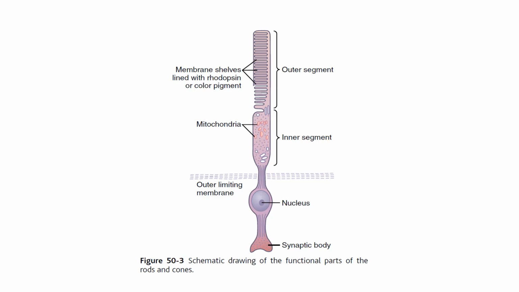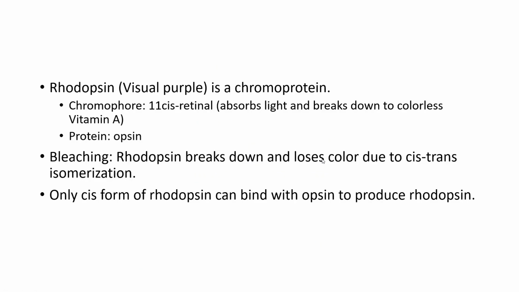So we want to discuss what light does to the photoreceptors, and particularly to these visual pigments, rhodopsin. Now, the inner segment of the rod consists of cytoplasm and the cytoplasmic organelles. The important one is mitochondria, and then we have the nucleus and the synaptic body, right? Now, rhodopsin is a chromoprotein. Rhodopsin is present in the outer segment of the rod, right?